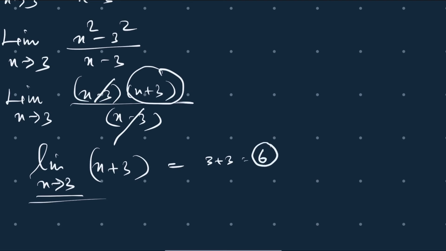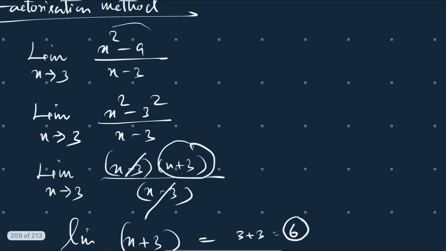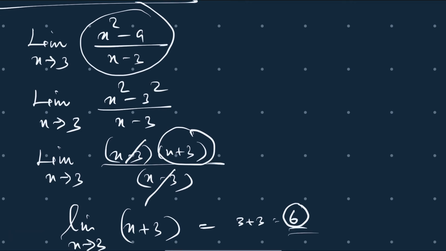Okay, it means you can see the function is not defined at x equal to 3, but the function has a limit at x equal to 3 which is equal to 6.